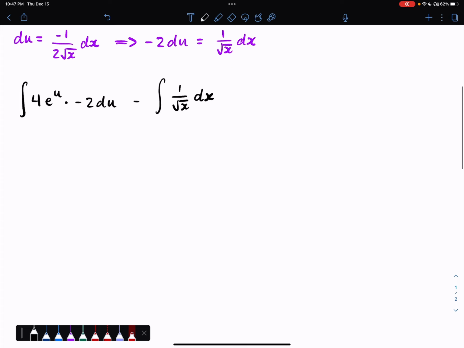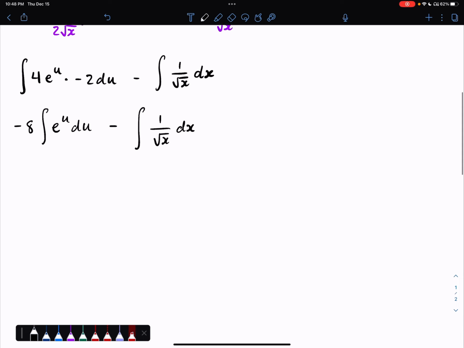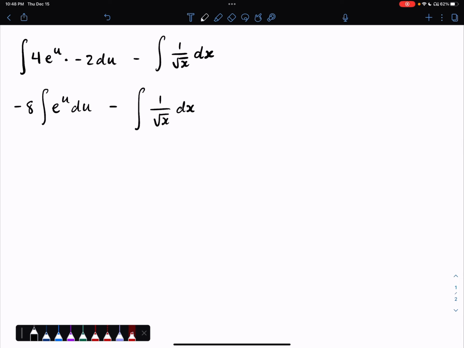And we're looking pretty good now. So we're going to multiply the 4 and the negative 2 together, and that's going to equal negative 8, which we can pull outside of our integral. Negative 8 times the integral of e to the u du minus this integral. And then the integral of e to the u du is just e to the u, so negative 8 e to the u minus this integral.